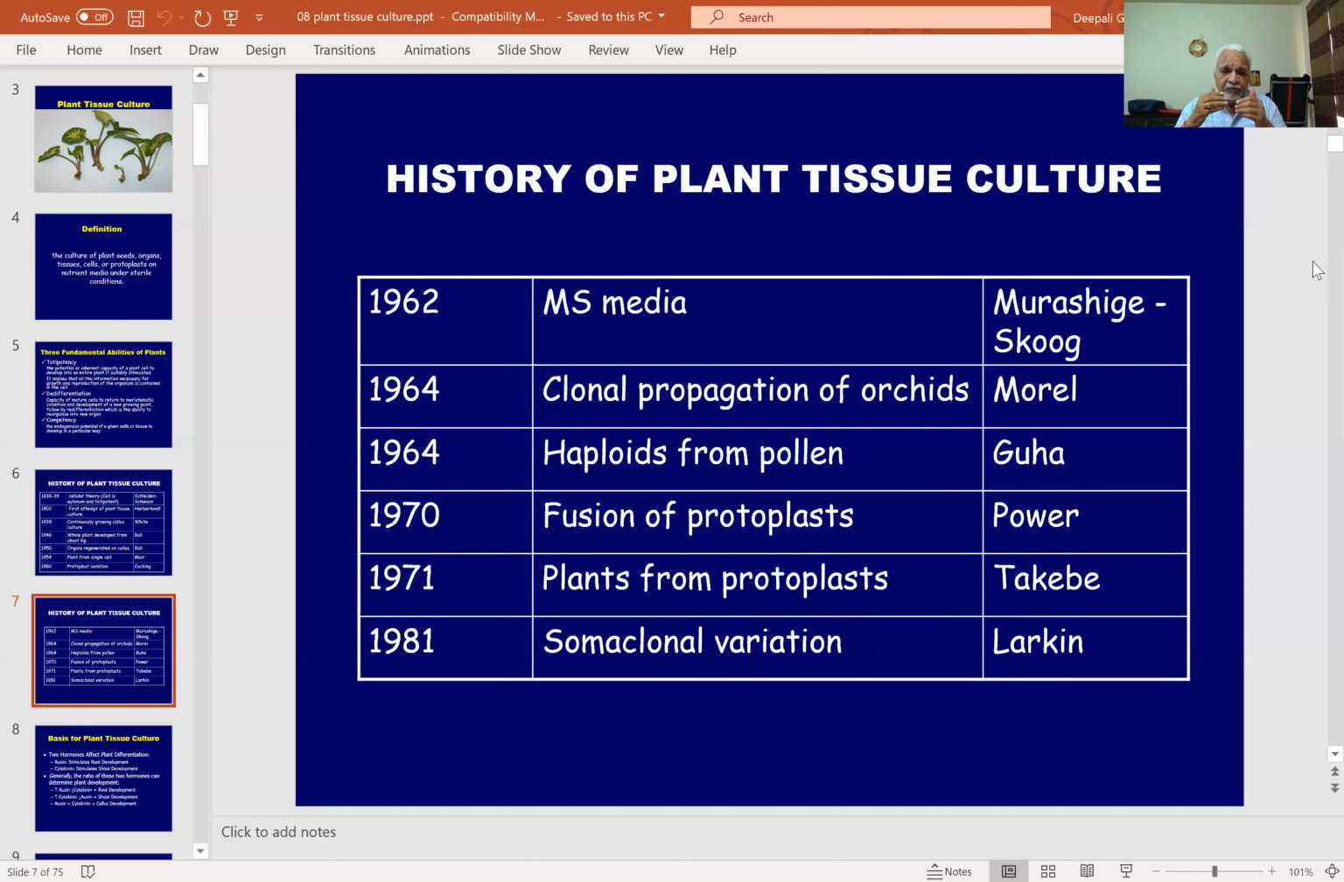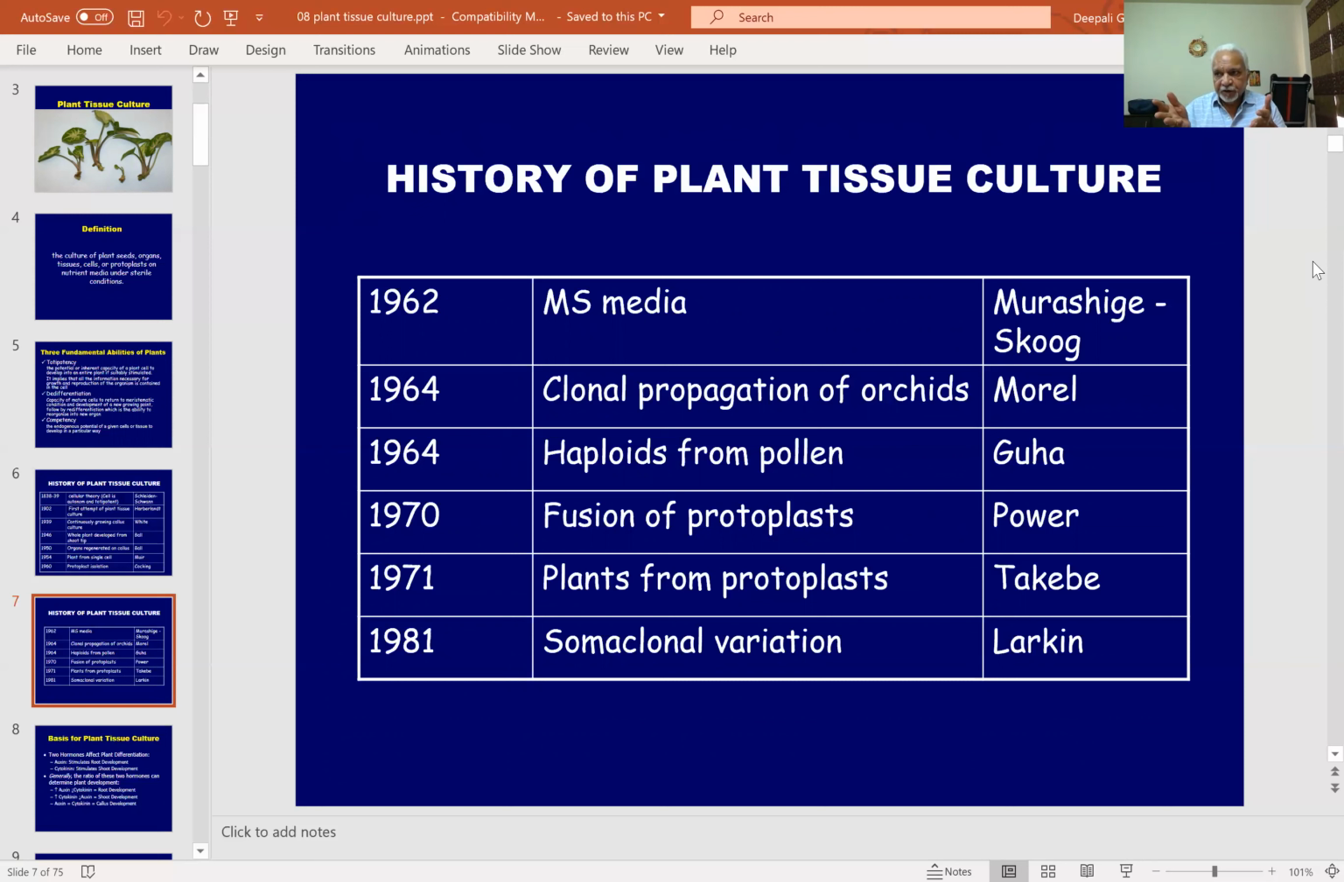And then the first application of plant tissue culture came in 1964, where clonal propagation was achieved. Means taking the somatic tissues, plants could be regenerated having the same genetic makeup, what we call clonal propagation. And again, around the same time, it became possible to generate haploid plants from pollen or haploid cells, first from pollen and then from ovules also. And that revolutionized the agriculture side, actually.